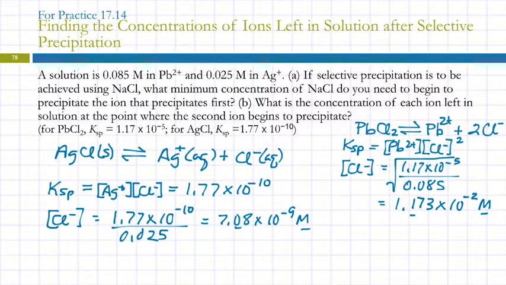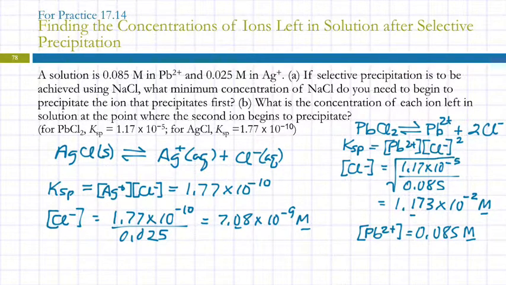So at the point where the second ion, the lead ion, begins to precipitate, what's the concentration of the second ion? Where it's just going to start precipitating. We haven't precipitated any of it yet. It's the same, right? It's going to be this concentration. We're ignoring any changes in volume. So at that point, the lead ion is going to still be its original concentration because it hasn't begun to precipitate yet.